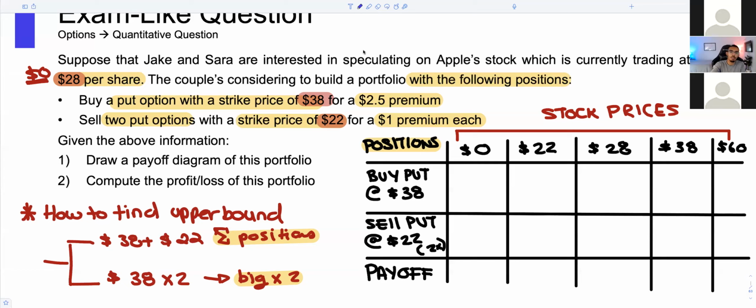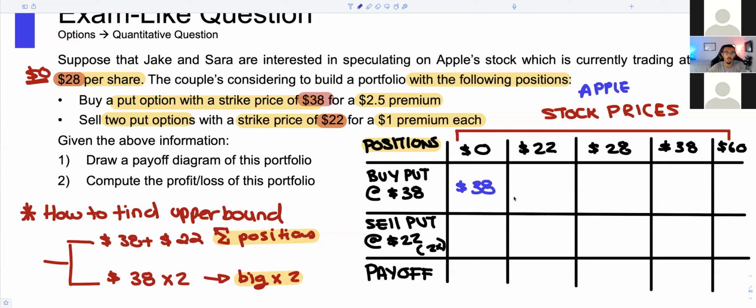If we have a put option, so we have the right to sell at $38. But the stock price of Apple, so we can even write Apple here, Apple's stock price is trading at $0. Will you sell at $0 or will you sell at $38? What would you do? You would sell at 38. And if the stock price is $0, how much total payoff did you make on that single move? Exactly. So you made $38.